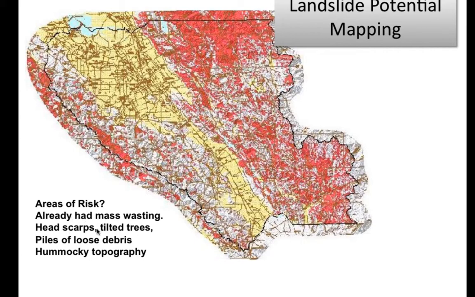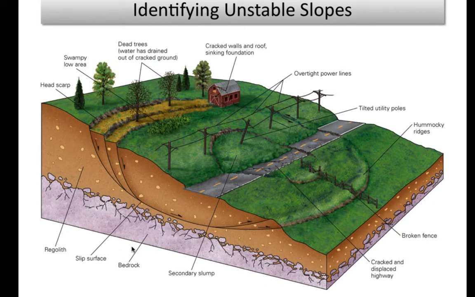You look for headscarps, tilted trees. You look for piles of loose debris. You look for that hummocky topography. So here we have some examples where we have some cracked foundations, some tilted telephone poles. So all these are things that we talked about before, especially with the creep motion. And here are some hummocky ridges over here.